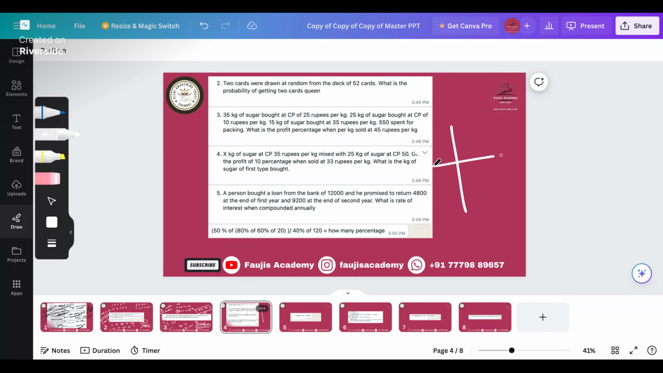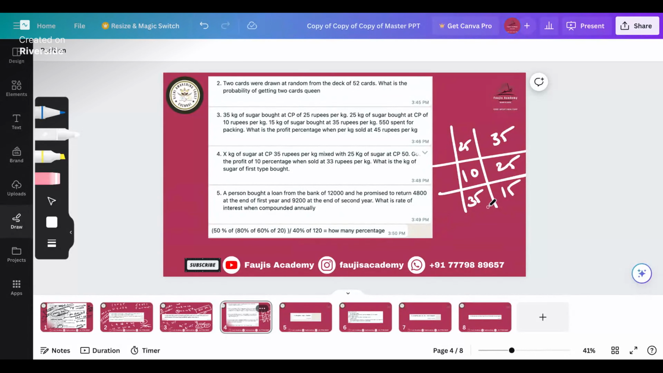Okay, so let's just write it down something like this. 35 kg bought at 25 rupees. Then 25 kg bought at cost price of 10 rupees per kg, then 15 kg bought at 35 rupees per kg, right? And 550, you just do all this calculation. Yes, we'll have to do this calculation, there is no other way. If you find one, let me know in the comment section.